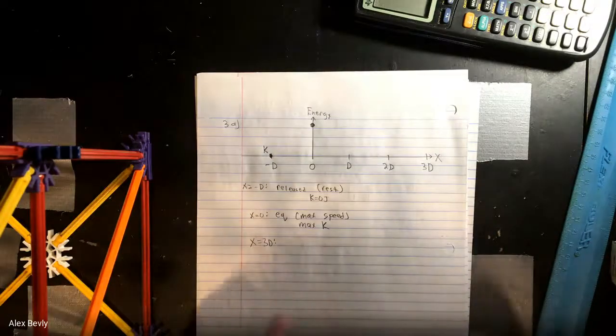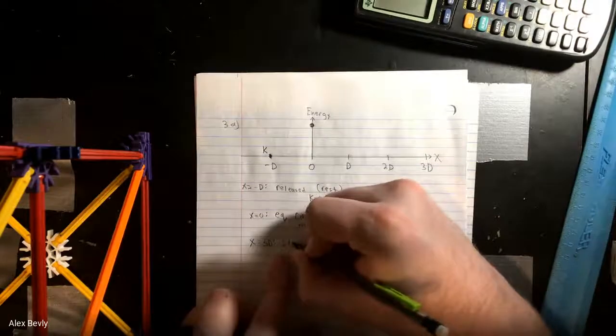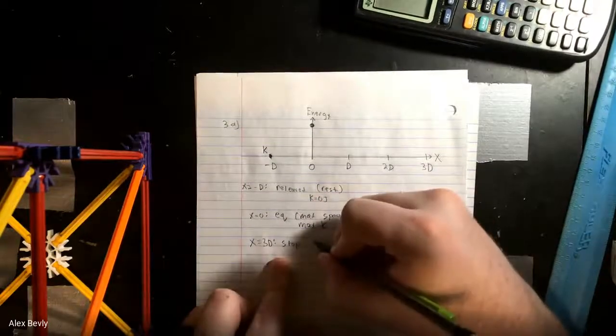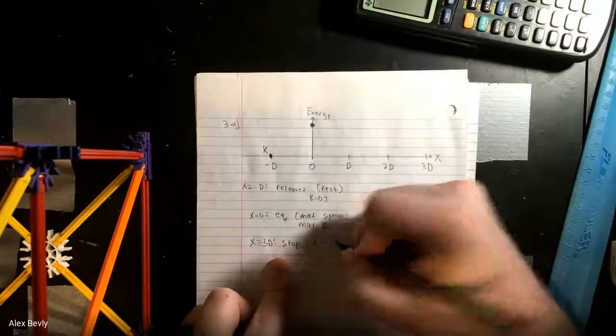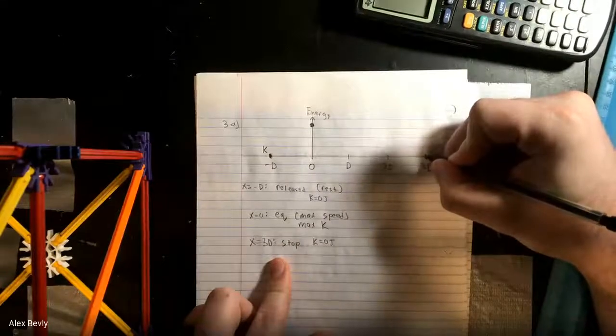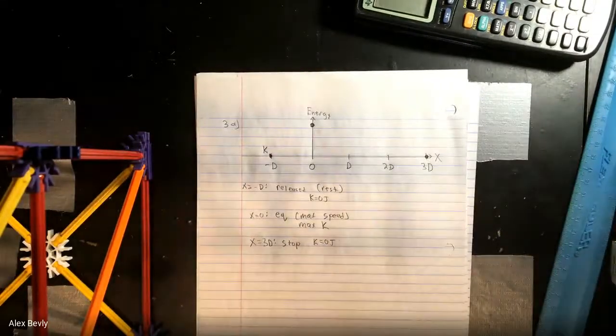All right, so then we slide to a stop. We stop at position 3D, so our kinetic energy equals 0 joules. So we end up back down here. Now we have to kind of connect the dots.